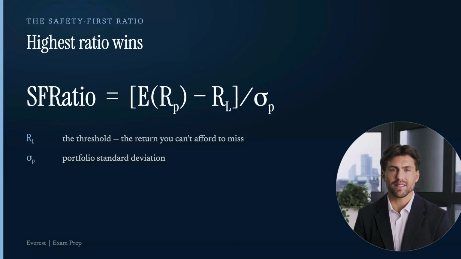Calculate something called the safety first ratio for each portfolio. It's the expected return minus the threshold divided by standard deviation. The portfolio with the highest safety first ratio is the safety first optimal one, the one least likely to disappoint. Memorize this formula, you'll use it exactly as written, every time. But don't memorize a threshold number. Derive R sub L fresh from whatever the question describes, because the exam will change the dollar amount and the time horizon on you, every single time.